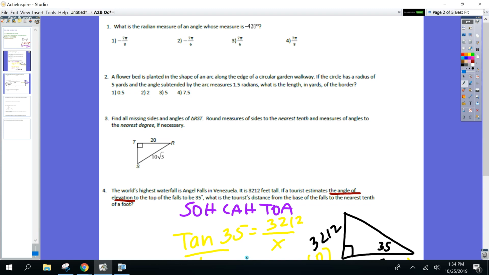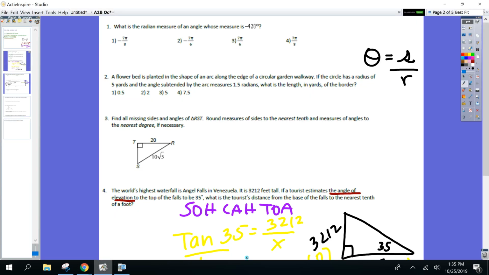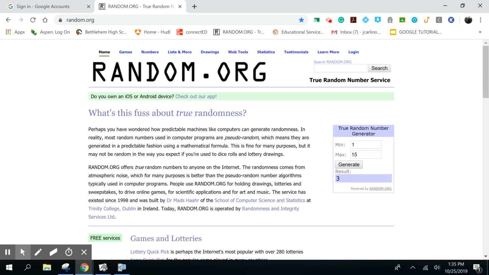So you guys are basically telling me what do I need to bust out here to solve it? Theta equals S over R, yep. Give me one value to plug in for the correct letter now. 5 is equal to the radius length, so divided by 5. And I still have that 1.5 radians out there. What's that getting plugged in for? Theta again.